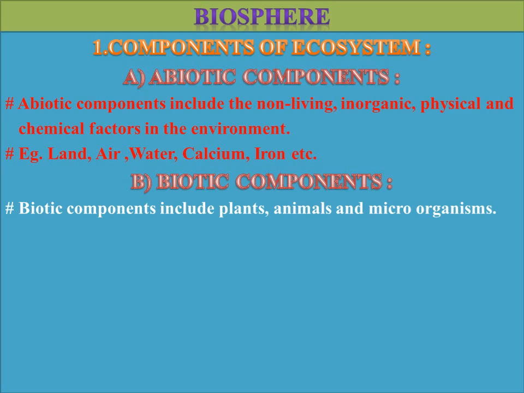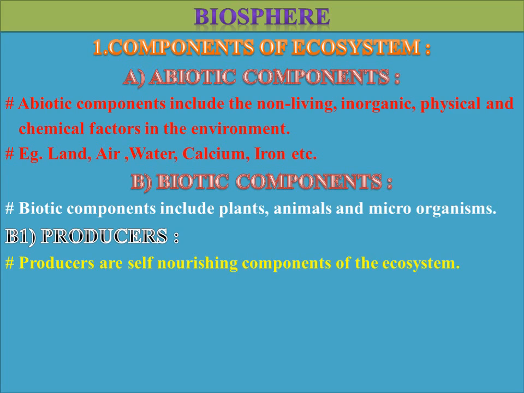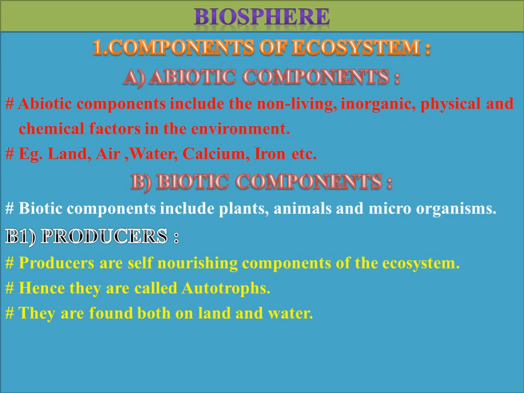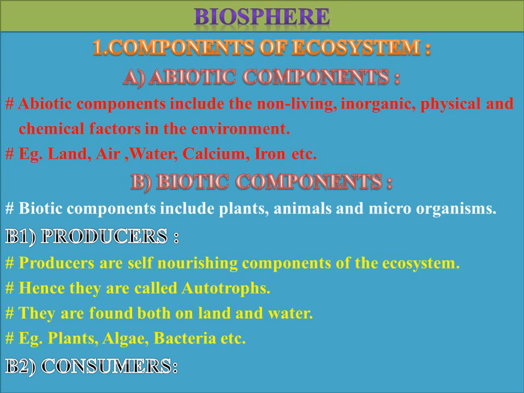Now we are going to learn about the first one, that is producers. Producers are self-nourishing components of the ecosystem. Hence, they are called autotrophs. They are found both on land and water. Examples: plants, algae, bacteria, etc. Next, we are going to learn about consumers.